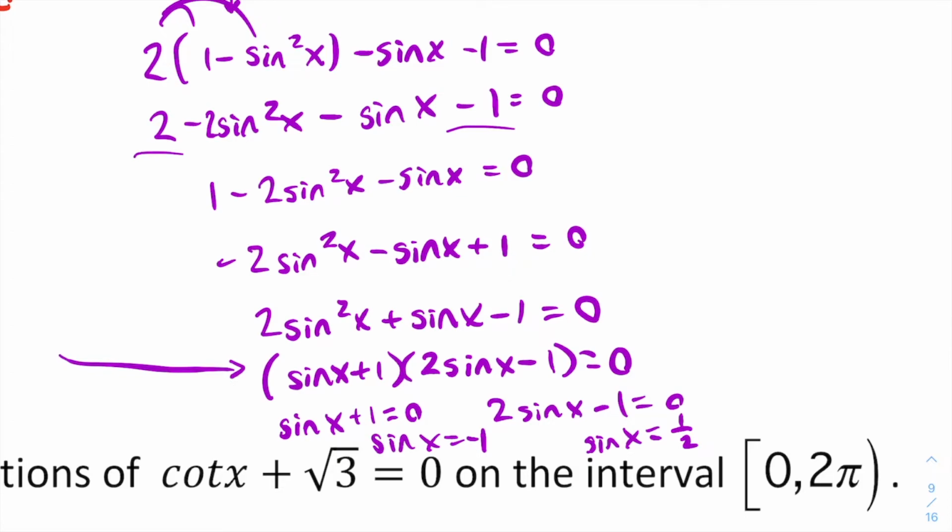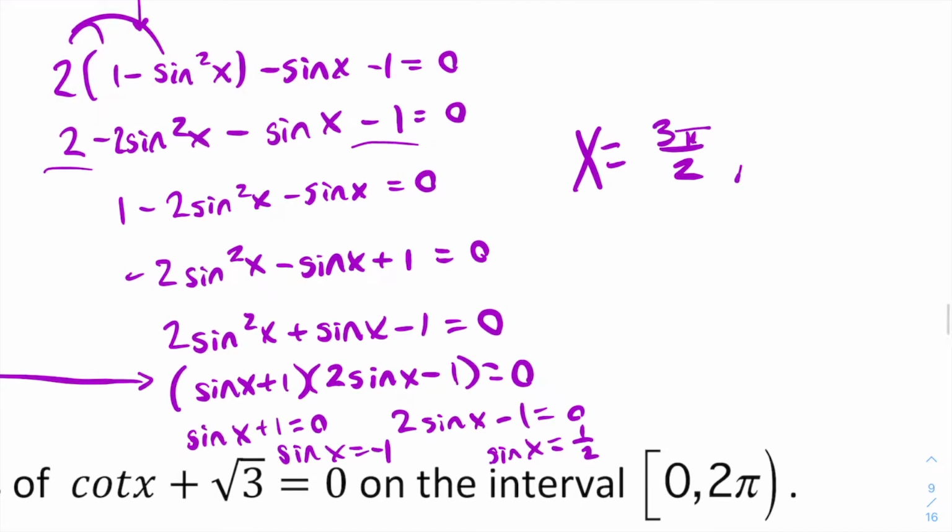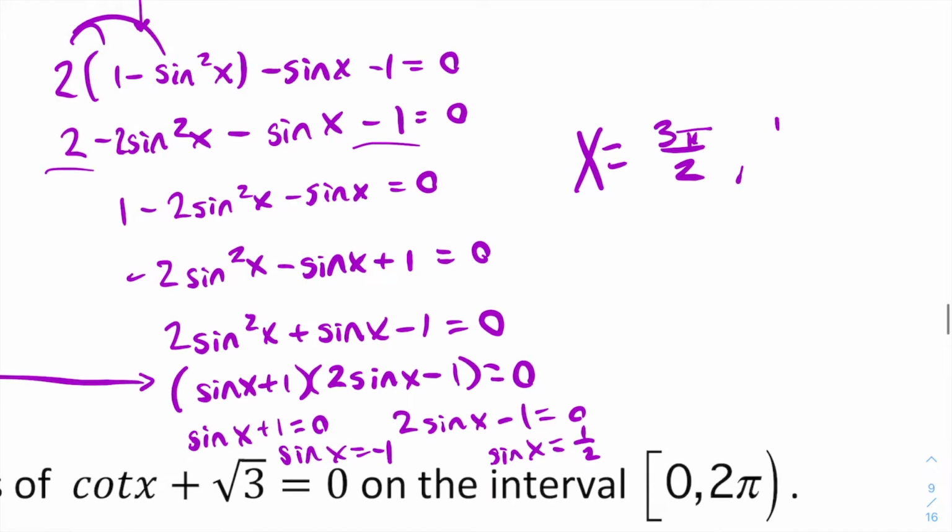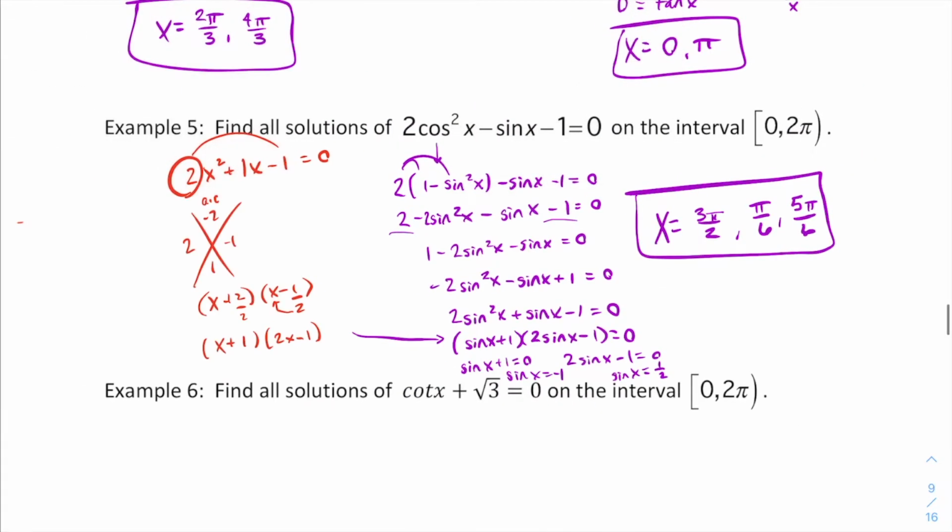As far as the first part, sine of x equals negative 1, I think there's only one value for that. That's going to be 3 pi over 2. And then sine of what gets us 1/2. That'll happen 2 times at pi over 6, and then also 5 pi over 6. So those will be your 3 answers there on that one.